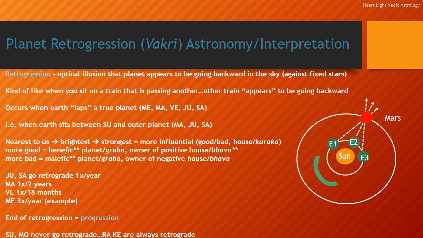Okay, so planet retrogression, also known as Vakri in Sanskrit. We're going to talk about astronomy and interpretation. Retrogression is essentially an optical illusion in which a planet appears to be going backward in the sky, relative to the fixed stars.